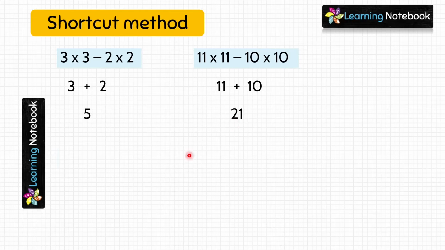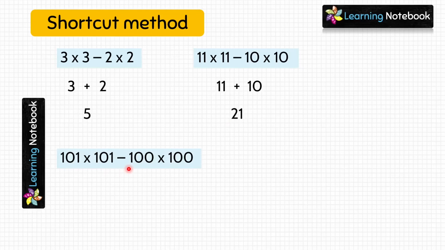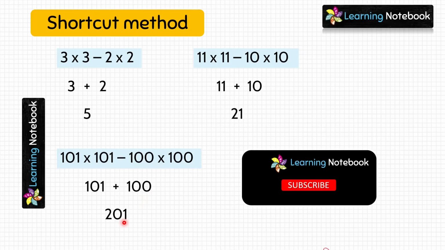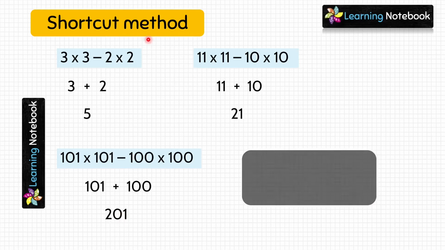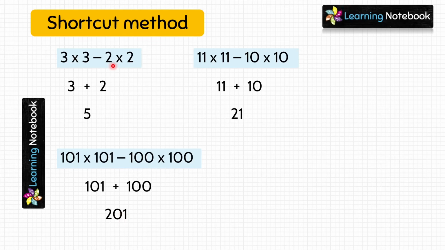Now let's do a difficult question. Here question is 101 into 101 minus 100 into 100. So here first number is 101 and second number is 100. So add them and we get the answer as 201. Right, students? So now I'm sure you have understood how to use this shortcut method to find the difference of square numbers.